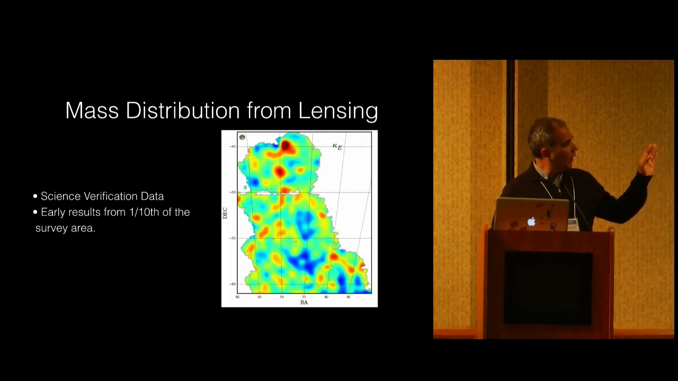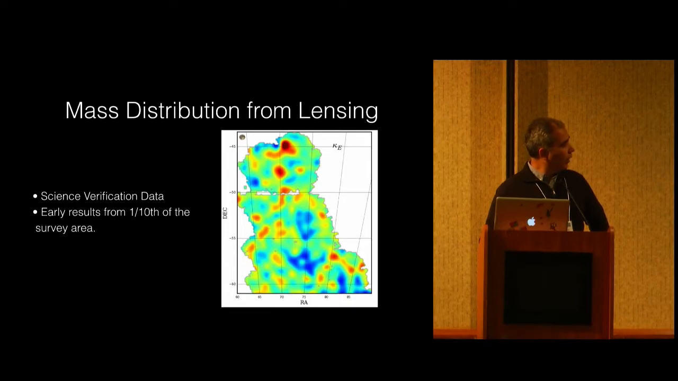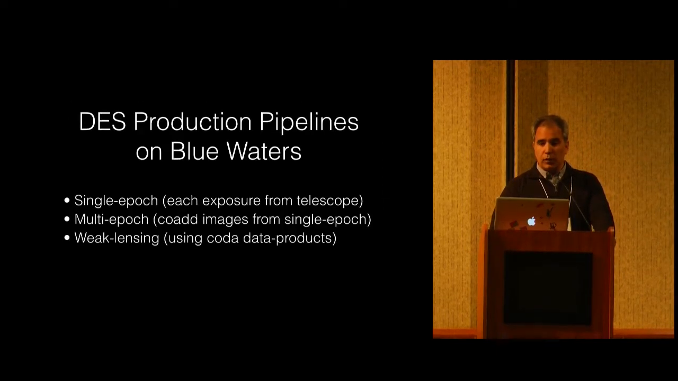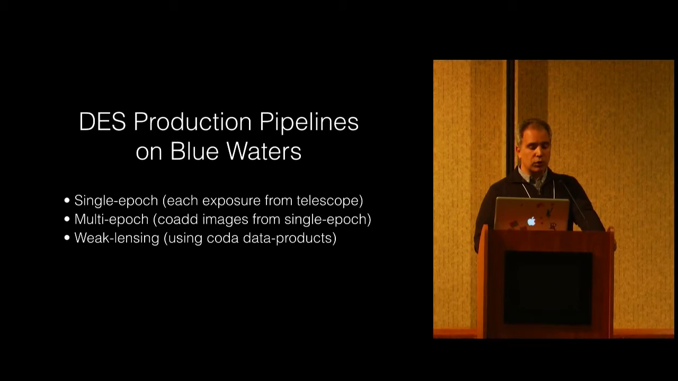This is a matter distribution, I think at redshift of 0.4, coming from the science verification data. This is 1/10 of the survey area. Right now, we are in the process of actually creating these maps, and we've been able to do this using Blue Waters. So what have we been able to do? We have all our production pipelines from DES Data Management, which is a project that is centered on NCSA. We've been able to run those on Blue Waters.